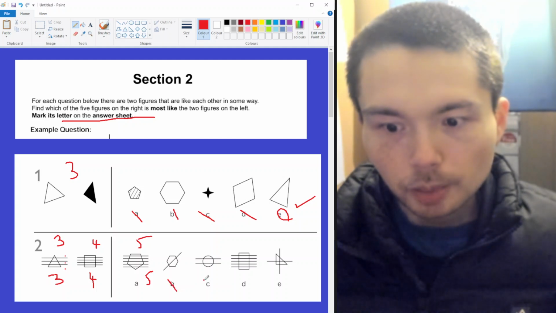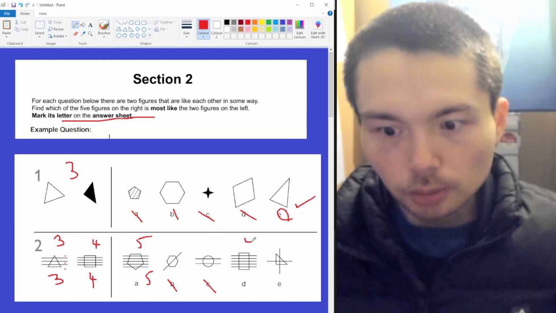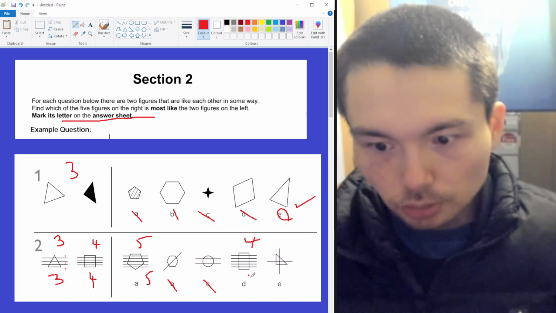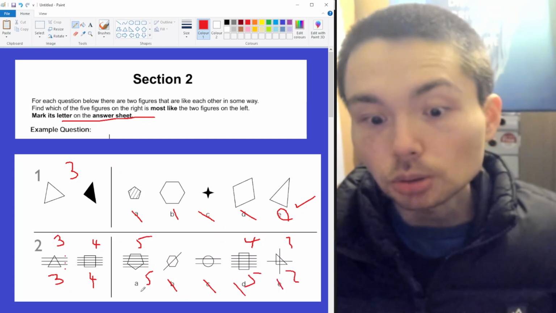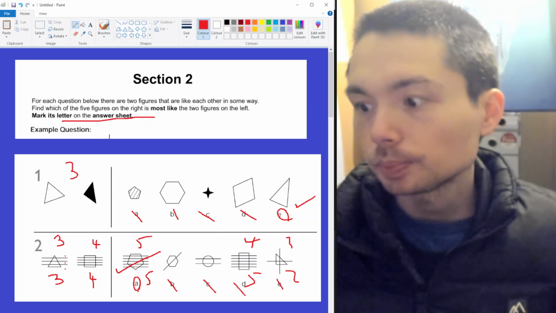No. Count 1, 2, 3, 4. Count the lines 1, 2, 3, 4, 5. No. And that is just 3, 2, no A. So that, in my opinion, is also 5 seconds. So A is the answer.